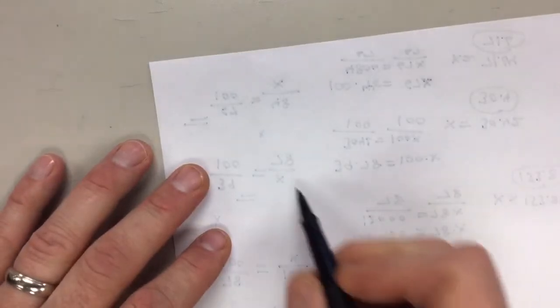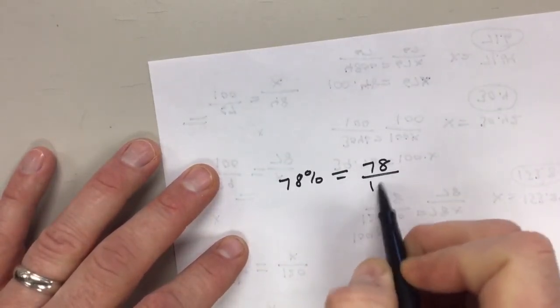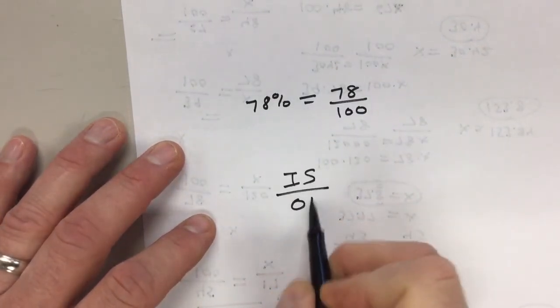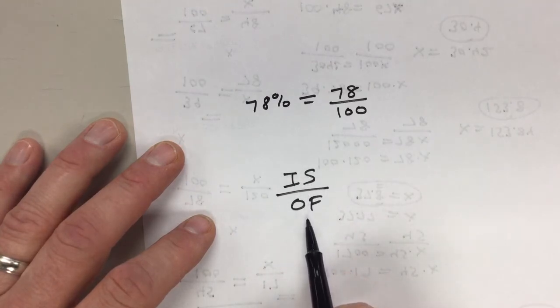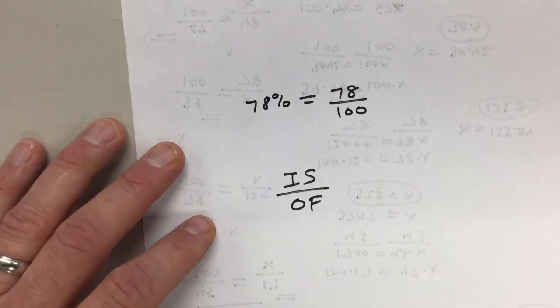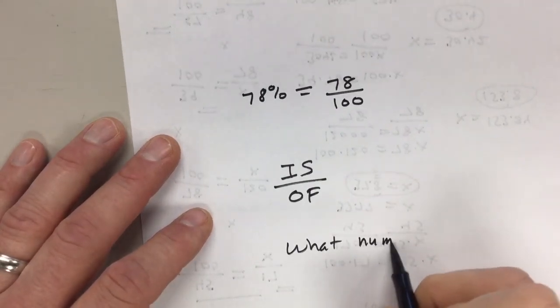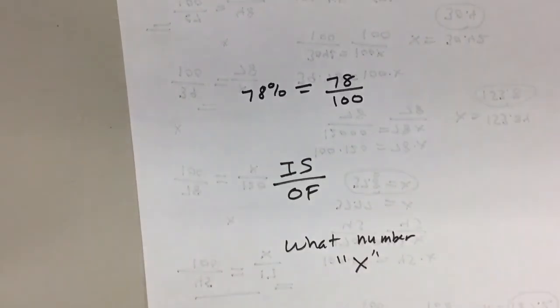So a couple key things to remember. If they give you a percent, you change it into a fraction, and then just read the sentence carefully. Whatever number is by the "is" is always on the top of a fraction, and whatever number is by "of" is always on the bottom. Anytime they say what number, that's talking about x. That's what we want to find.